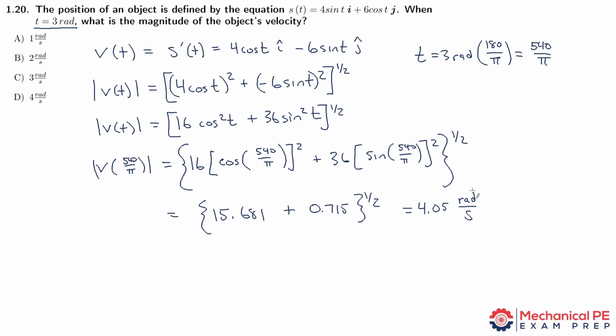And in any case, you don't have to get too caught up in that because all the answer choices are radians per second. So as long as you get the main idea here, which is position function, differentiate it to get a velocity function, and then square the components and take the square root to get the magnitude of the velocity and make the substitution, then you're going to find your way to answer choice D.